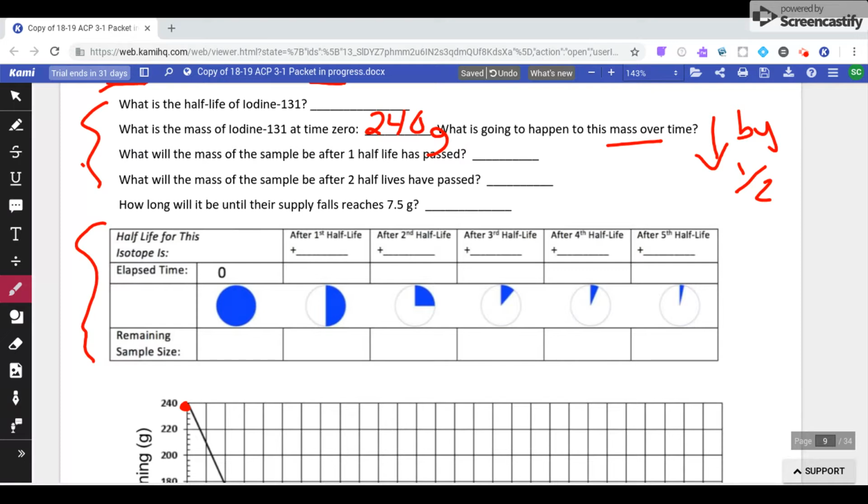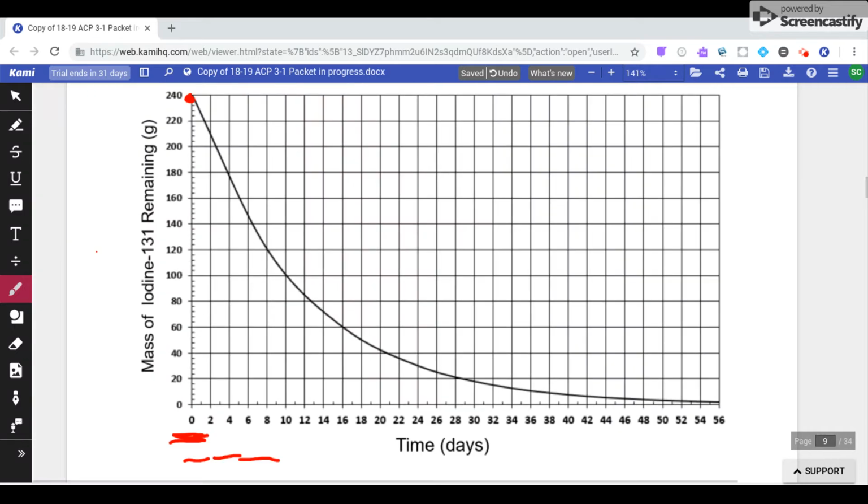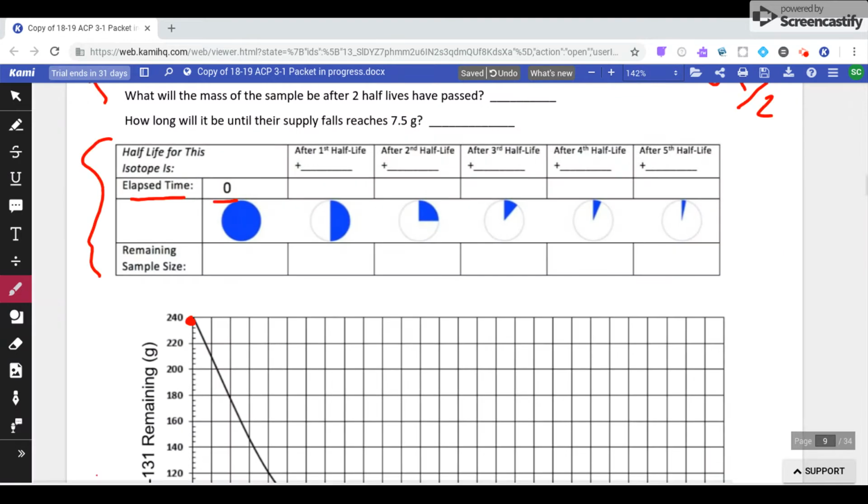The first is elapsed time. 0, no time has gone by. It's 0 always in the beginning, which we saw in our graph. And if you looked at the graph, you knew that at time 0, there's 240 grams present. Remember, always at time 0, look at where that curve hits the graph, and that's how much you've got at time 0, before anything has decayed. So fill in 240 grams.